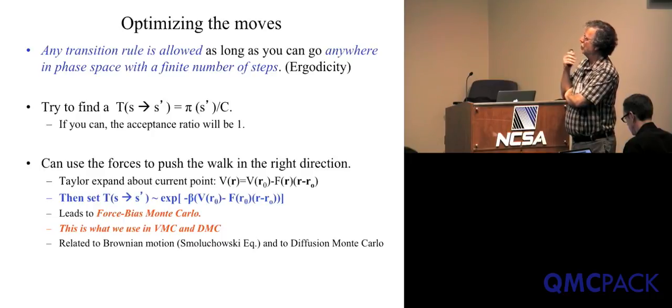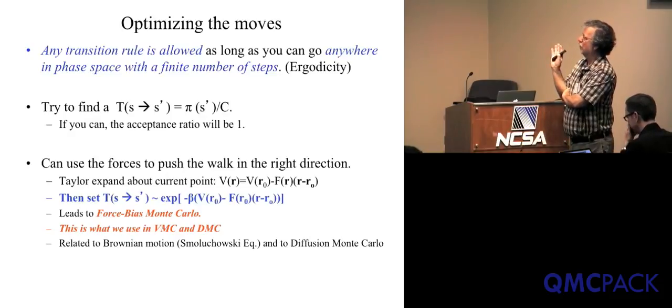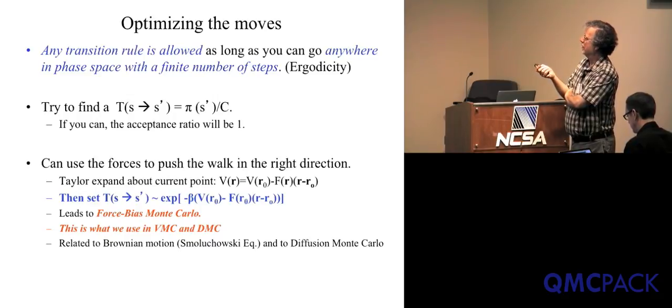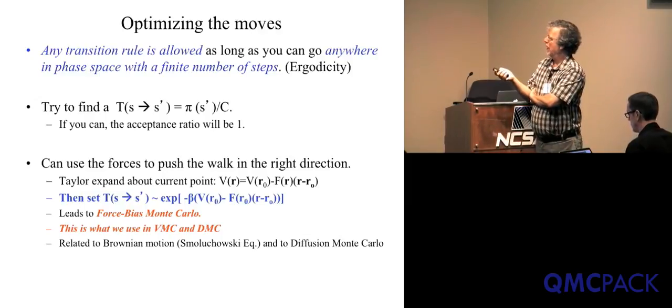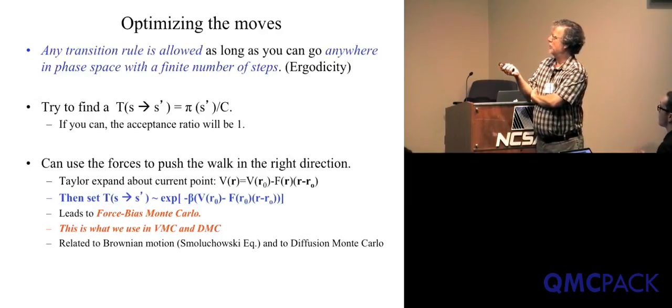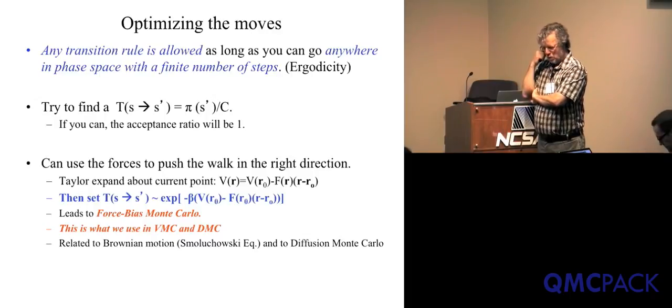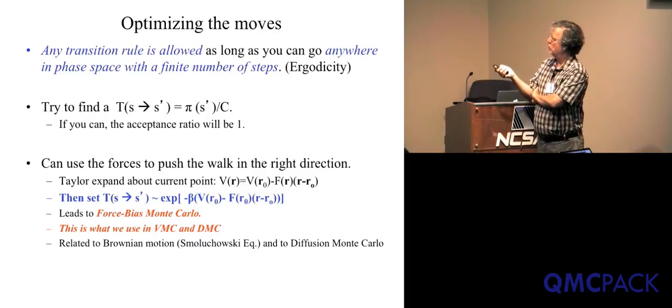Okay, now this is to change the topic. What transition rule should you use? Any transition rule is allowed as long as it's ergodic, first of all. That is, it's allowed in the mathematical sense. But the question is, what is the most optimal? If you use a very bad transition rule, you'll need more steps in your Monte Carlo. And you could ask, what is the best transition rule? Well, the best transition rule would be one where you sample directly the distribution, which I call pi of s, that you want to sample.